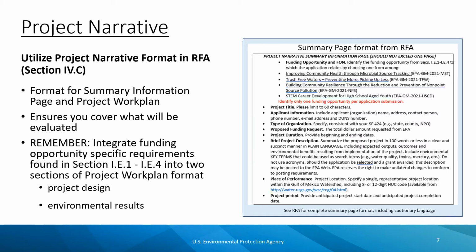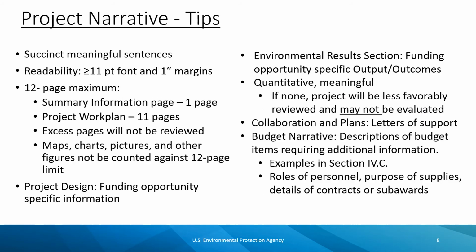For two sections in the project work plan format, which are project design and environmental results, you will also need to look for and integrate the specific requirements that are in each funding opportunity. Those specific requirements are found in sections 1E1-1E4. Tips to keep in mind when writing your project narrative are: use succinct, meaningful sentences. Please do not include unnecessary or irrelevant information not requested in the contents of submission section for the project narrative.